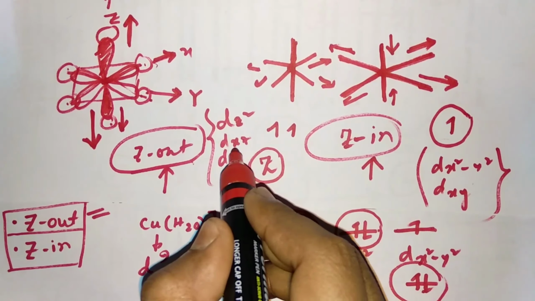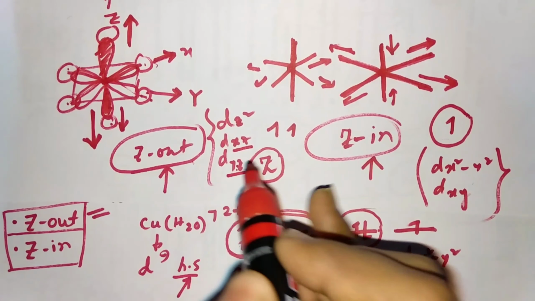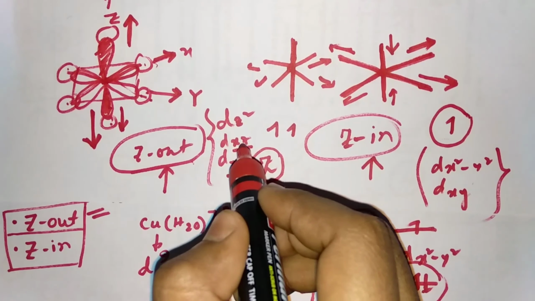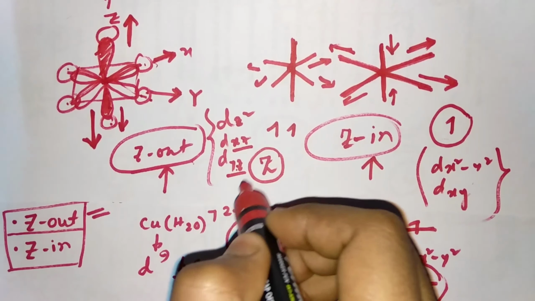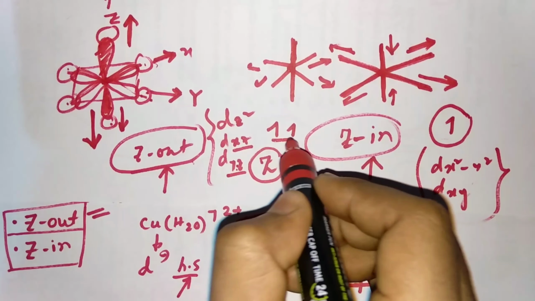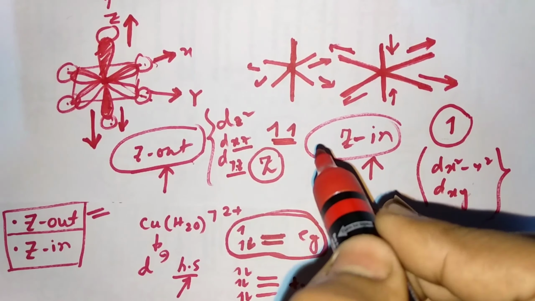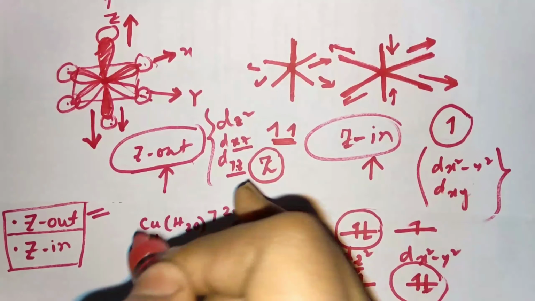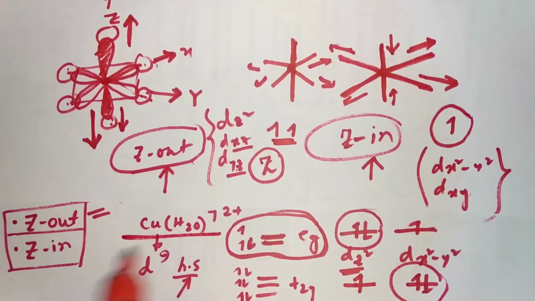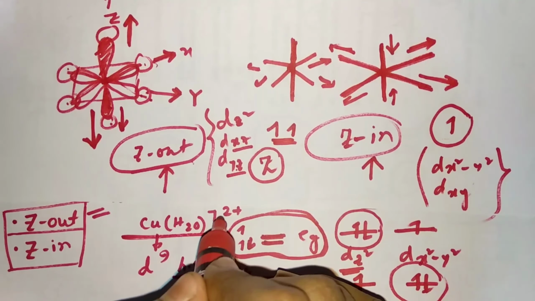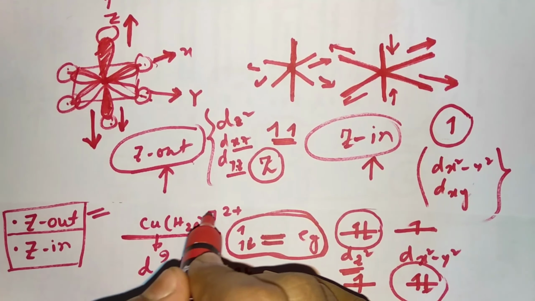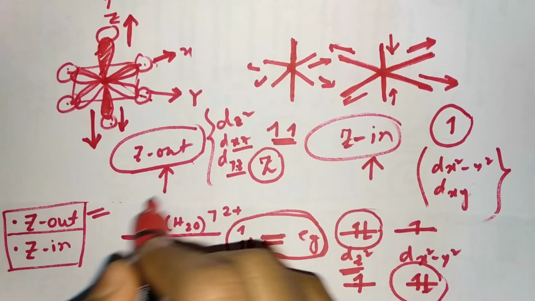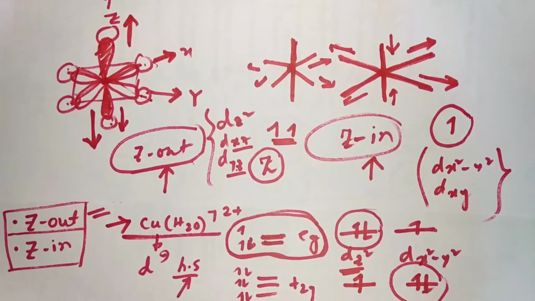Then of course, as the system involves dxz or yz, that is the z orbital, the z axis, the system will show Z out type distortion. Okay, so here I have already shown you this example, Cu(H2O)6 2+. I have considered this example because it is a very important example. So just remember this one.